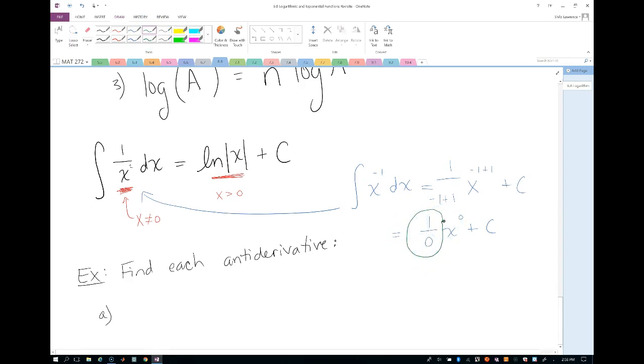So if you ever catch yourself doing this, it's okay, because most powers of x we can just use power rule on. This is the only one where we can't. And we realize that once we get this 1 over 0 out in front as our coefficient. That should be the clue in your mind to remind you, oh, this is the one that I can't do power rule with, this is the one that turns into natural log.